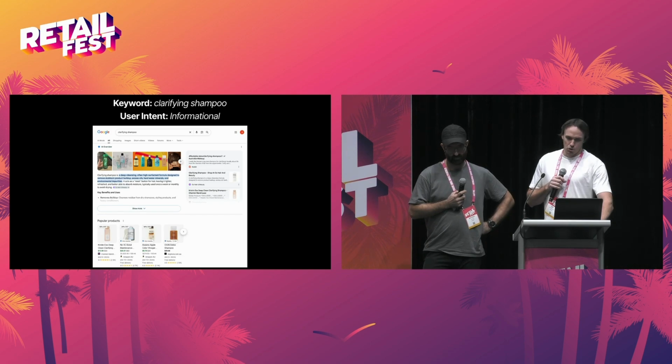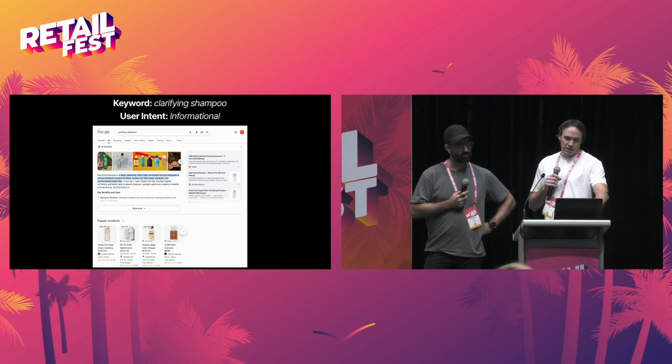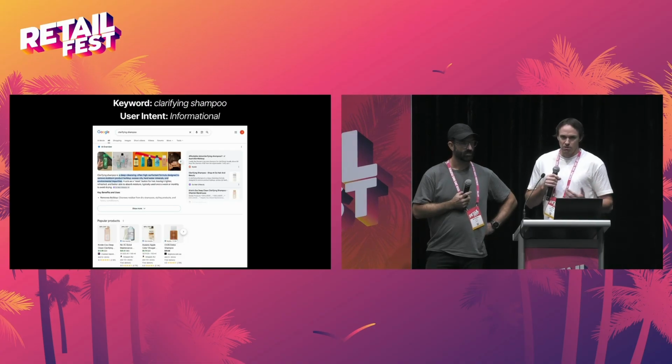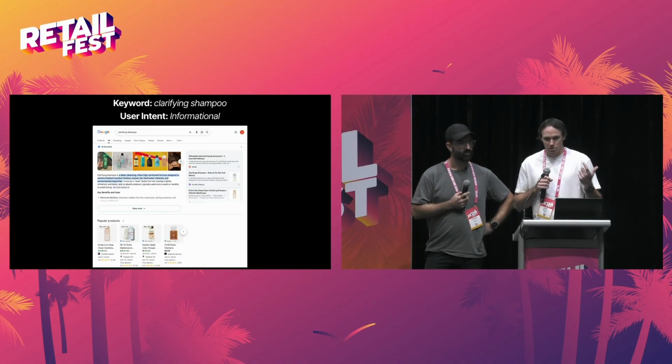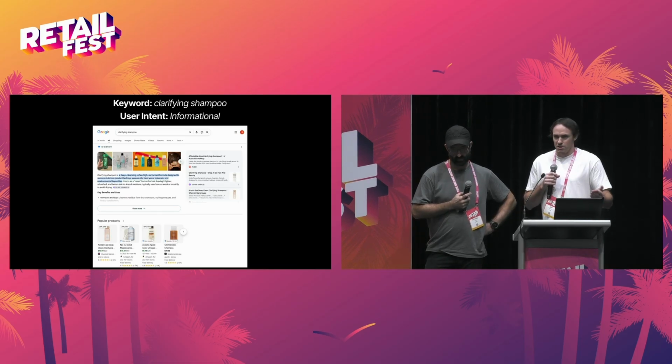So this is what the Google result looks like for clarifying shampoo. You can see the first thing is the AI panel. It's an informational panel. It's not showing you products. So essentially, you're going to want to put an informational page there, not a product page, with that keyword, clarifying shampoo. Because if you put a product page, Google's just not going to rank it.